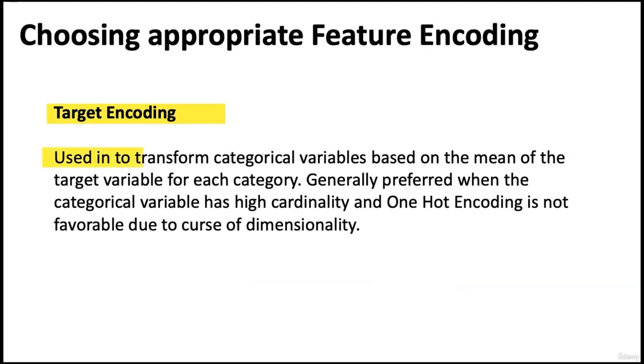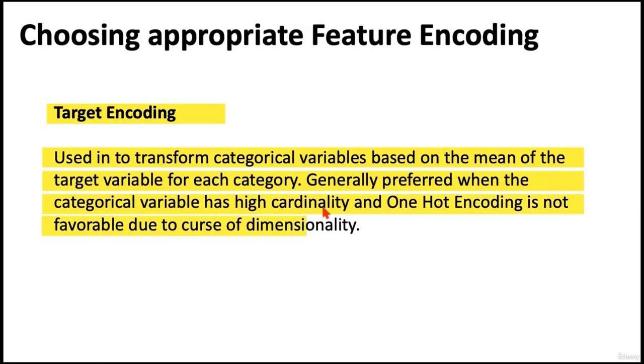It is used to transform a categorical variable based on the mean or some central tendency of the target variable. What is a target variable? The dependent variable or the label. Generally preferred when the categorical variable has very high cardinality, which means there are too many categories. In such cases, we prefer to apply target encoding. And we'll discuss more on this as we go to the hands-on piece.